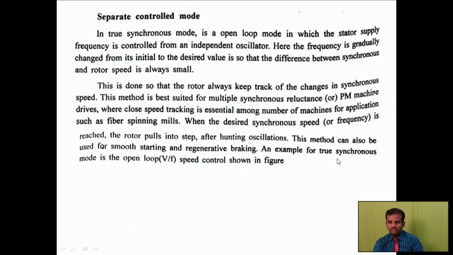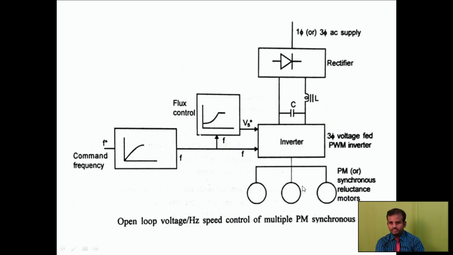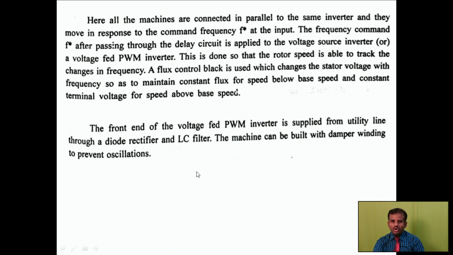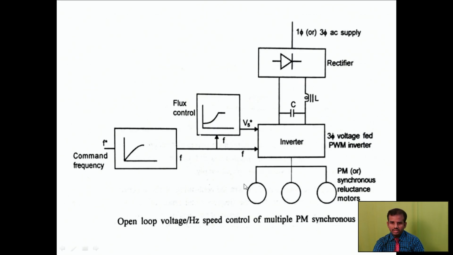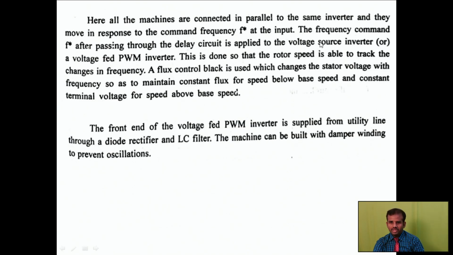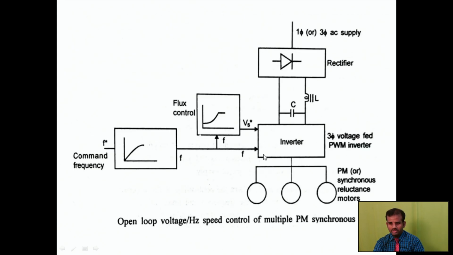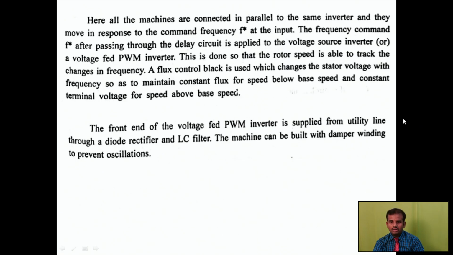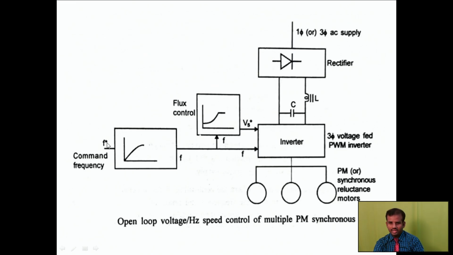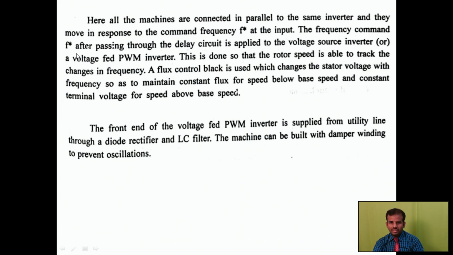This is an example of the true synchronous mode. It is also called open loop voltage by frequency speed control. Here all the machines are connected in parallel. The permanent magnet synchronous reluctance motors are connected in parallel to the same inverter. We use only one inverter, and we connect all the permanent magnet synchronous machines in parallel to it. The machine moves in response to the command frequency F star. We give the command frequency F star, and after passing through the delay circuit it is applied to the voltage source inverter.